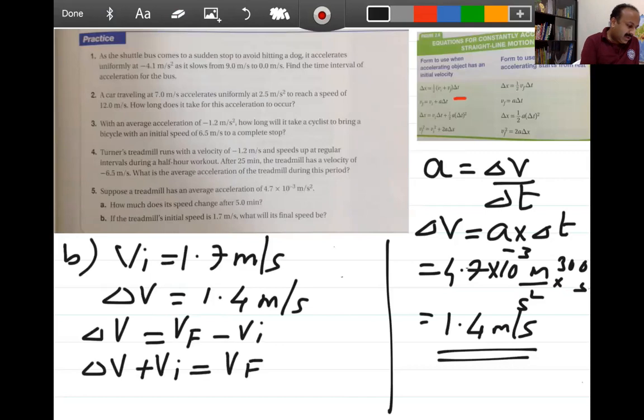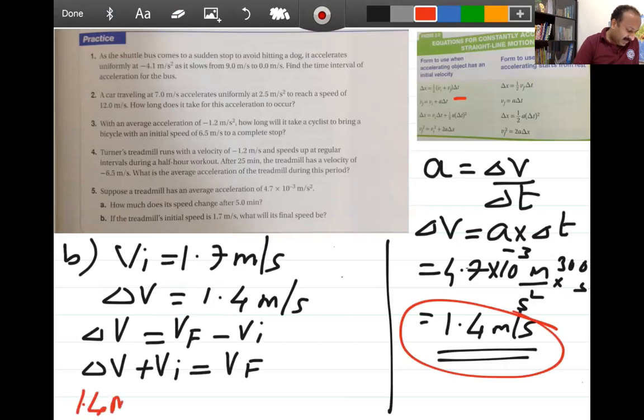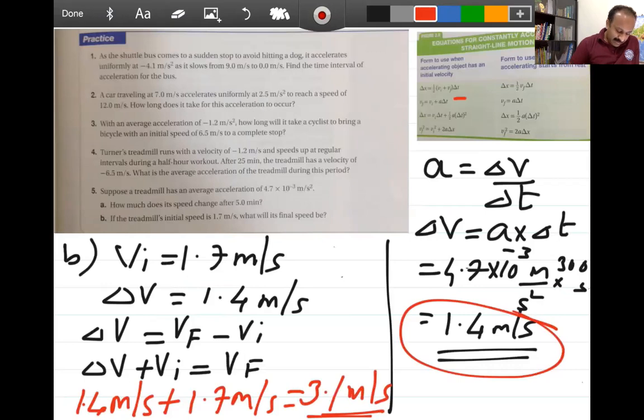Delta V already calculated. How much is that? Delta V is 1.4 meter per second. So you plug it over here. So 1.4 meter per second plus what's your Vi? 1.7 meter per second. So 1.4 plus 1.7, that is equal to how much? 3.1 meter per second. So this is going to be your final answer, okay?